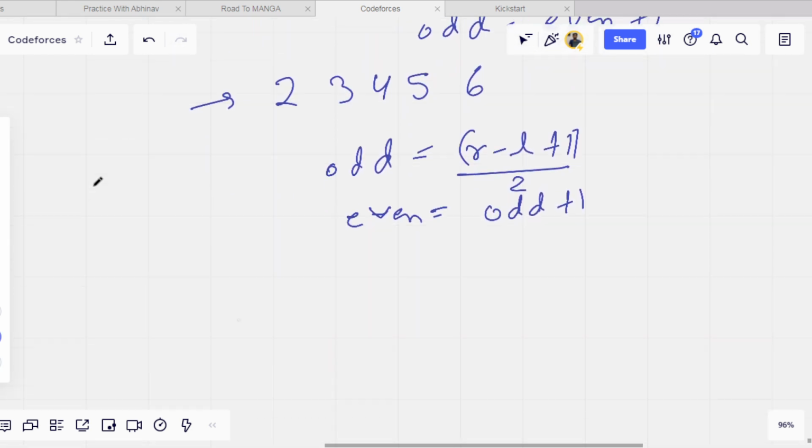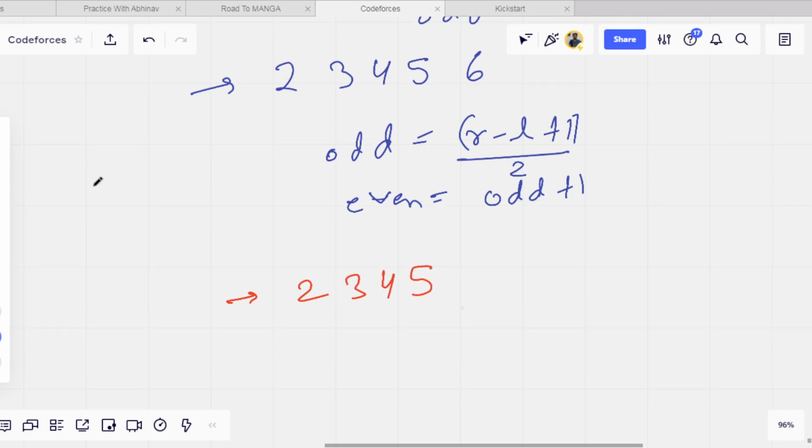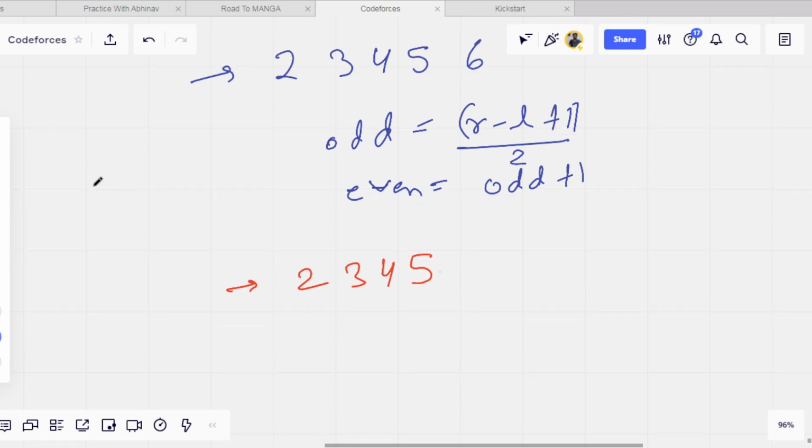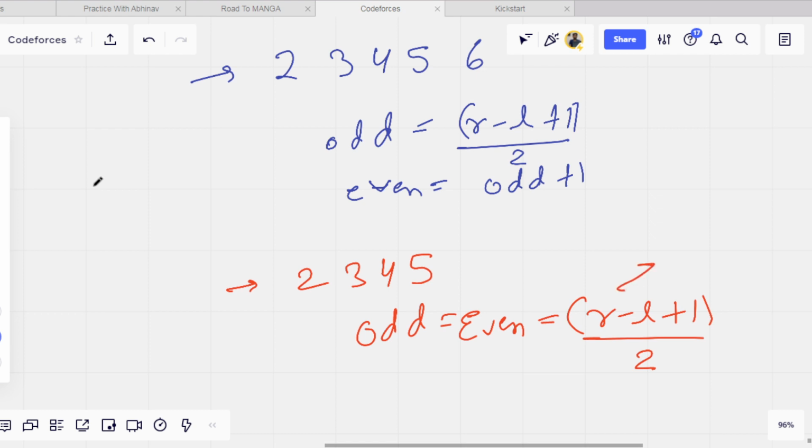The third case is if the parity of the two numbers is not equal, meaning L is odd and R is even, or L is even and R is odd. Then in both cases, the odd numbers and even numbers are equal, each being (R minus L plus 1) by 2. This R minus L plus 1 is basically the number of integers in the array, the number of elements in the array. Okay, this is the problem.